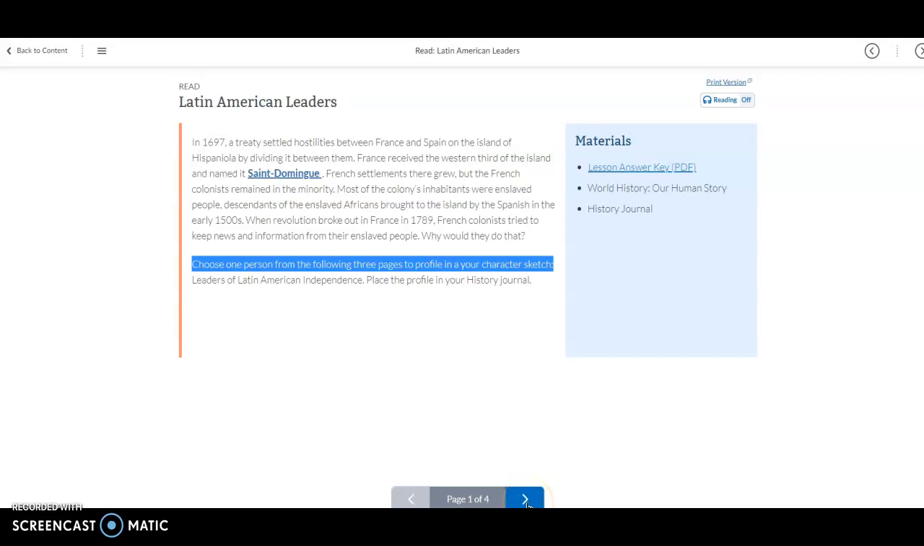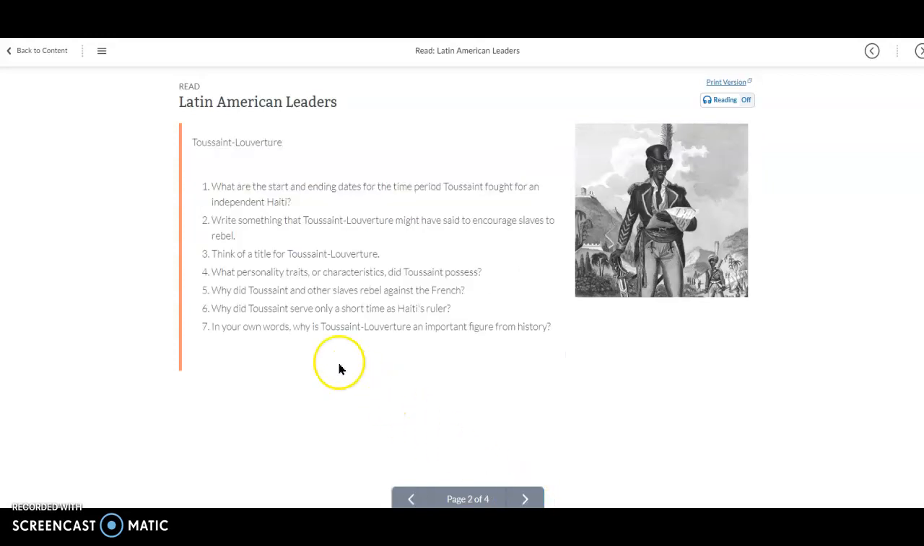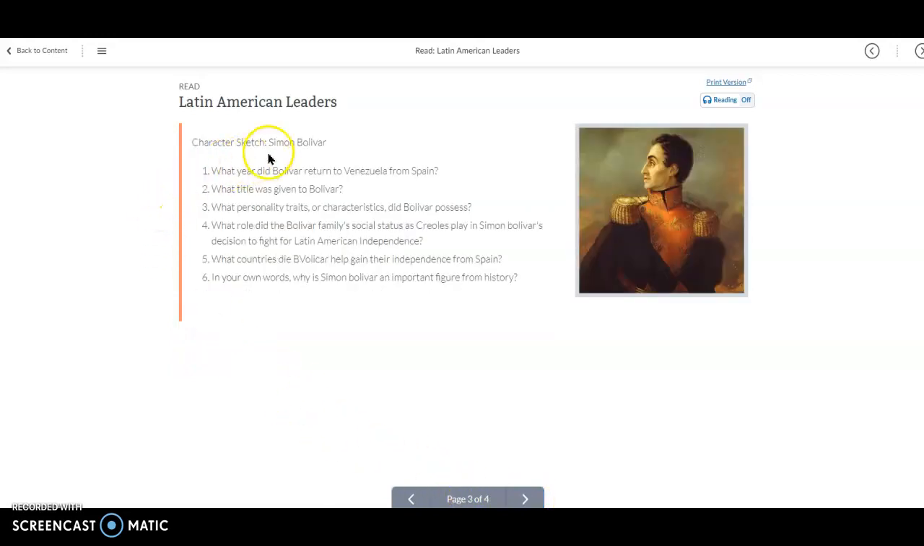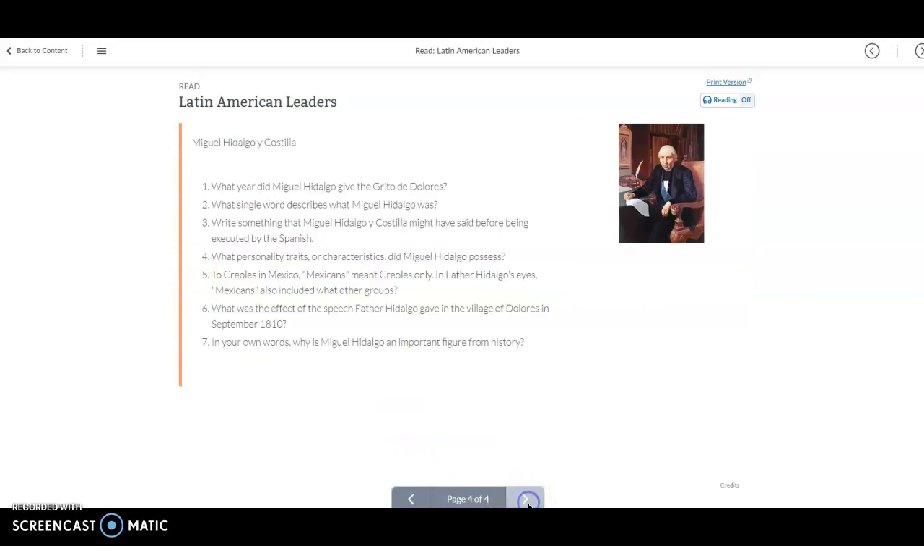So the people that you had to choose from were Toussaint Louverture. You would answer these questions about him. The second choice would be Simon Bolivar, and these are the questions about him. Or you could choose Miguel Hidalgo y Costilla, and these are the questions about him. So you're going to choose one of those 3, and answer the questions on a piece of paper or in a Word document.